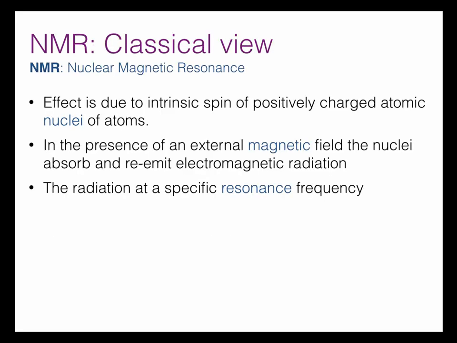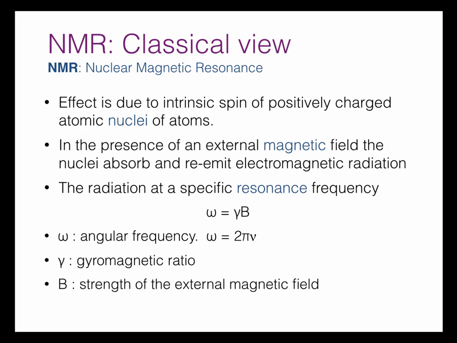Okay, so in the classical viewpoint, we're not dealing with individual nuclei. NMR is fundamentally about the nucleus of the atom, but we'll be dealing with collections of nuclei. The signal is coming from the actual nucleus of the atom, and it occurs in the presence of an external magnetic field. It's related to the intrinsic spin of the nucleus, and the reason it's termed resonance is that it has a very specific resonance frequency at which energy is absorbed or emitted.